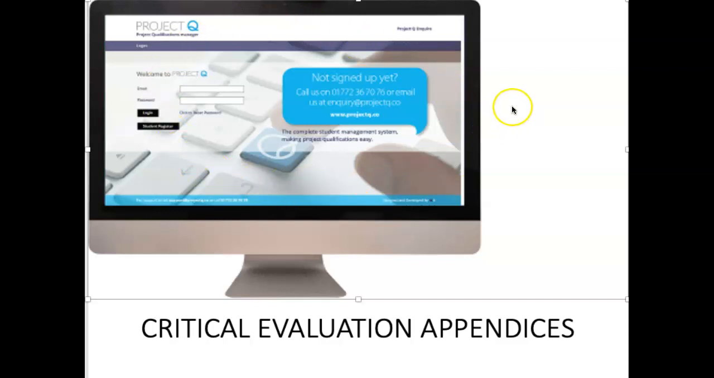Now I have a picture here of Project Q to remind you that when you download your Project Q at the end and it becomes your production log, you have the opportunity to attach a number of things to it. The obvious one being evidence of project planning. However, I've also seen some excellent projects that have attached evidence of critical evaluation in terms of note-taking, and you can do this.